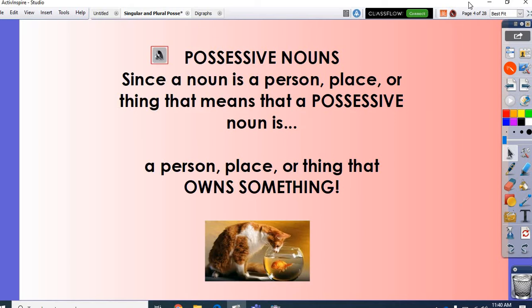So possessive nouns. Since a noun is a person, a place, or a thing, we know that. And possessive means that you own it. So a possessive noun would be a person, a place, or a thing that owns something, like I was talking about before. Like if we look at this picture down here, this fish owns its bowl. That's its bowl. So we could say the fish's bowl. Or the cat, you know, it has a tail. That's its tail. It owns that tail. So we could say the cat's tail. These are just some nouns, and they possess things or they own things. So that's all possessive nouns are.